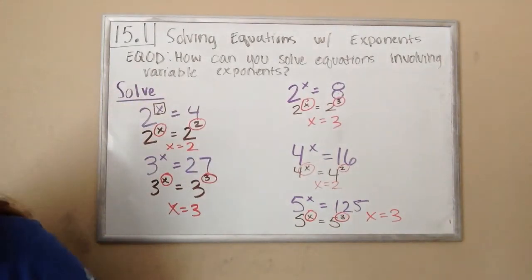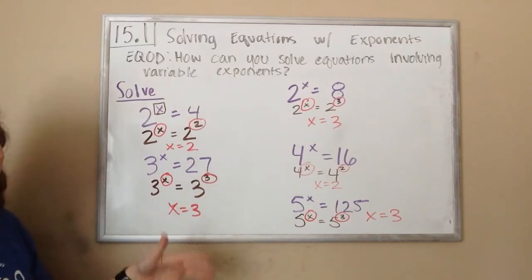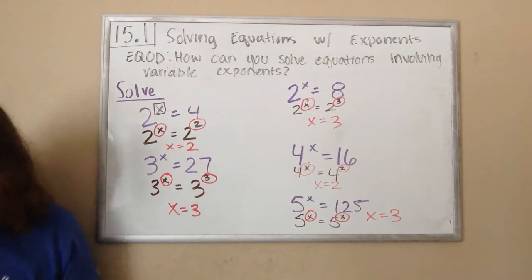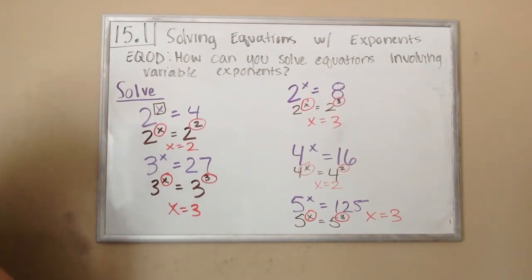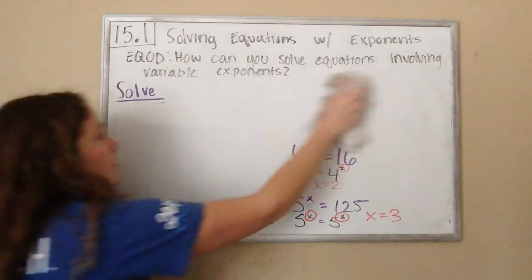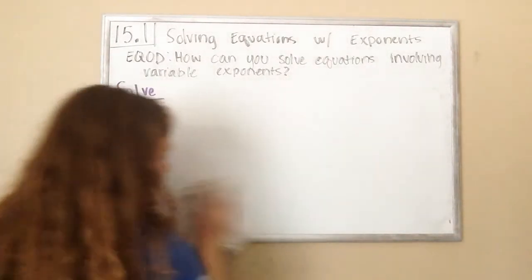Alright, so we're going to look at a couple, this is essentially what you're going to be doing, it's just going to get more complicated. Right, so we're going to be looking for variable exponents. So the first way we're going to do it is we are going to look at a table and see if we can identify our answer from a table.